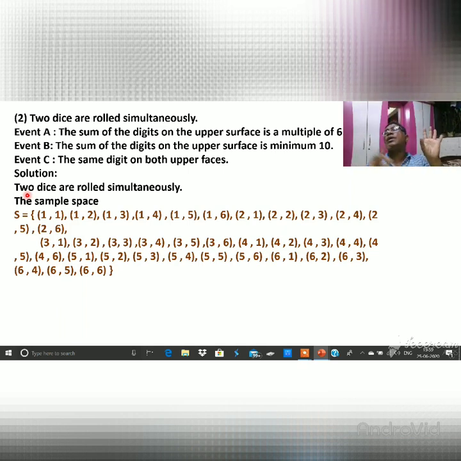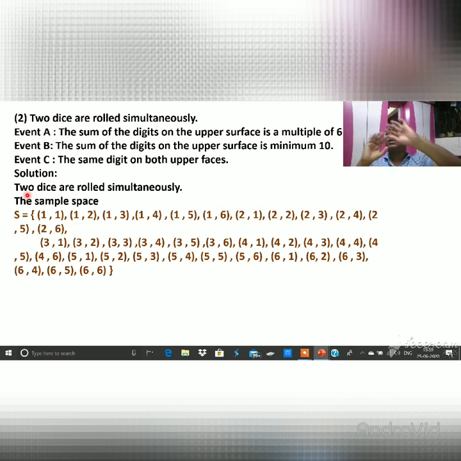After that, which number is there? That number you take. After 1 comes 2: 2,1; 2,2; 2,3; 2,4; 2,5; 2,6. Okay, 2,6. When you get 6 here, you can take the next number after 2. What will the next number be? 3.